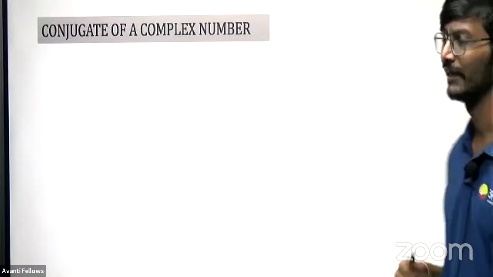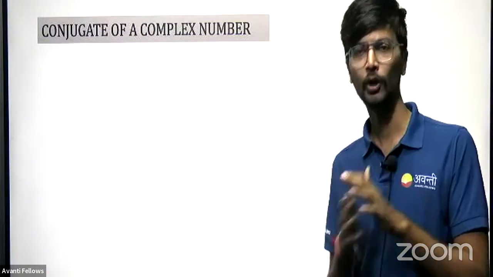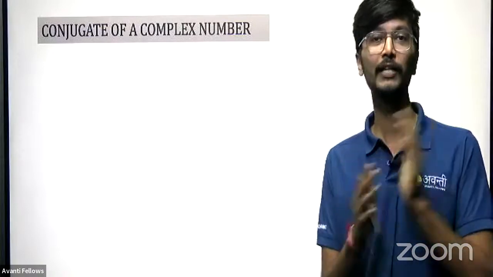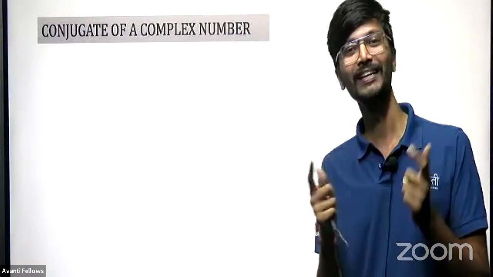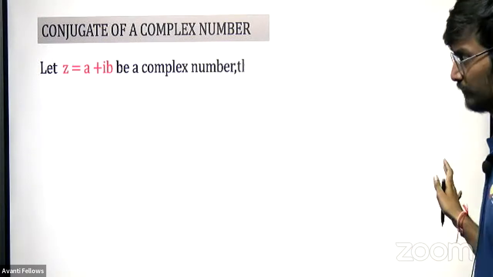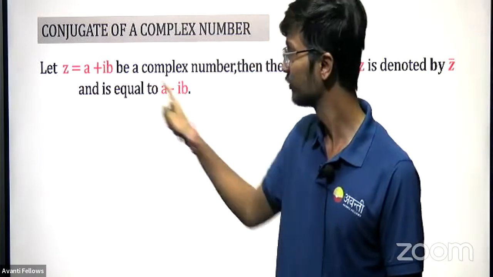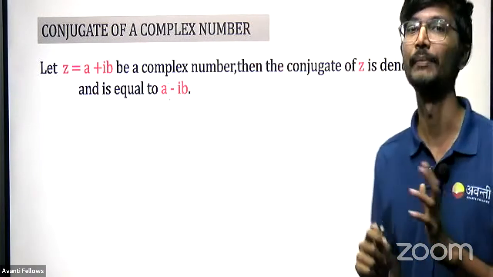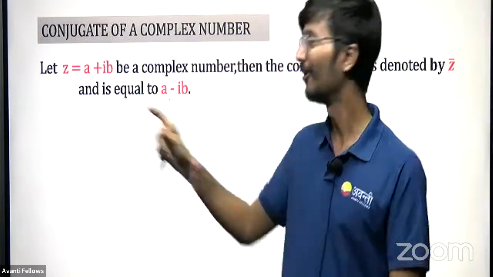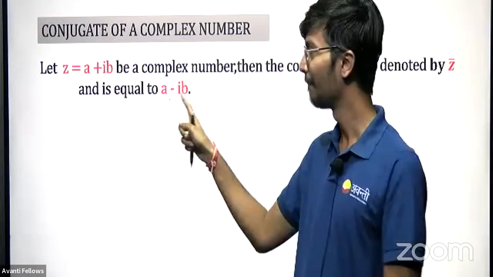So let's move on to the next topic, conjugate. Conjugate of a complex number is a very important topic because we have to study properties of conjugate. Properties of conjugate are very important for solving questions. So let's look at the properties of conjugate. Before that, what is a conjugate? If z is a plus ib, then its conjugate is a minus ib. What is meant by a minus ib? We just change the sign of the imaginary part. It was plus b, here it became minus b.